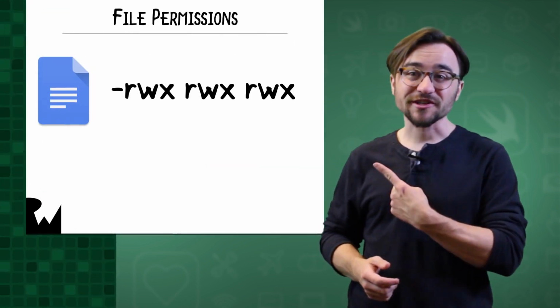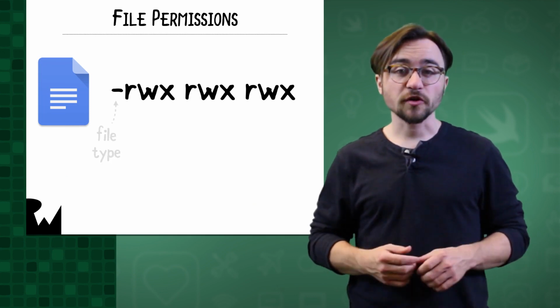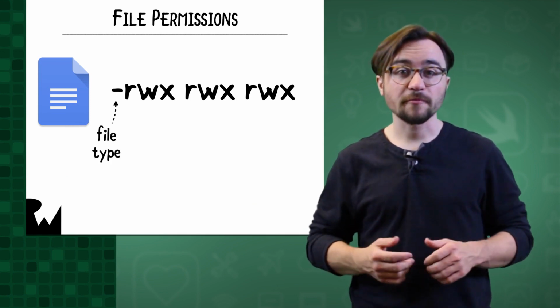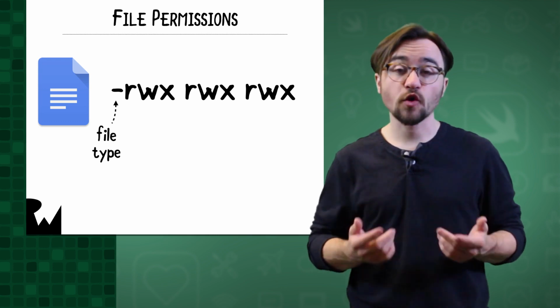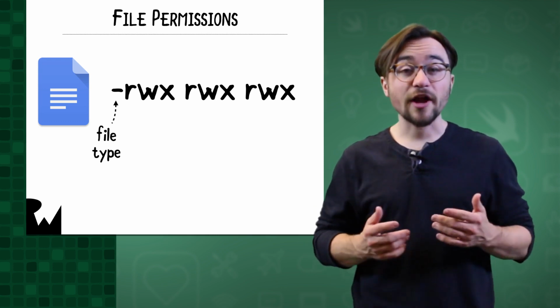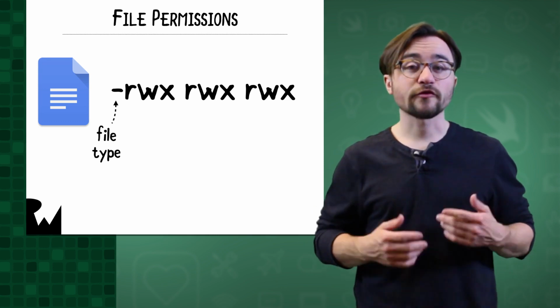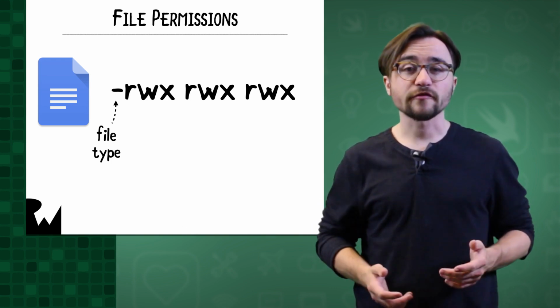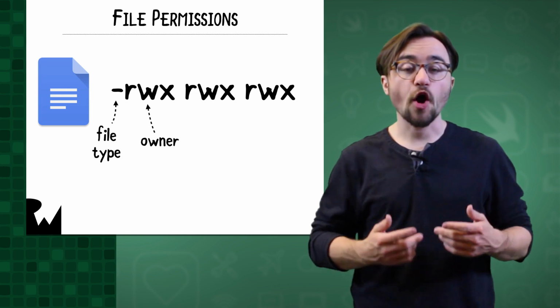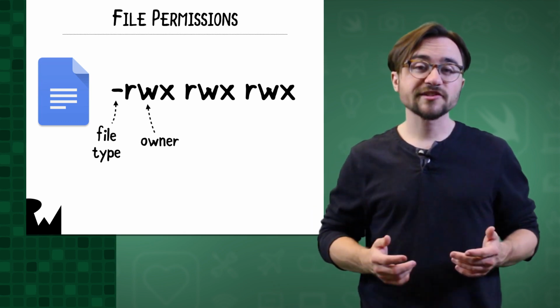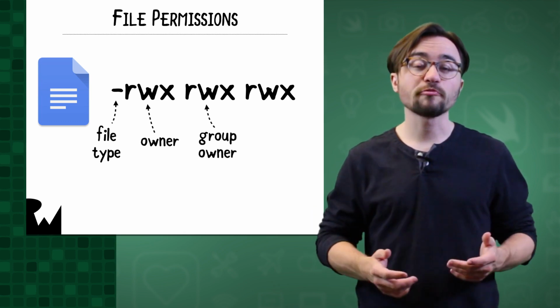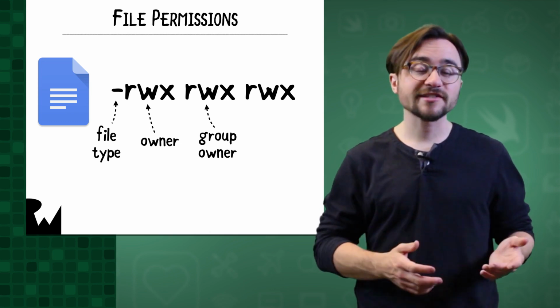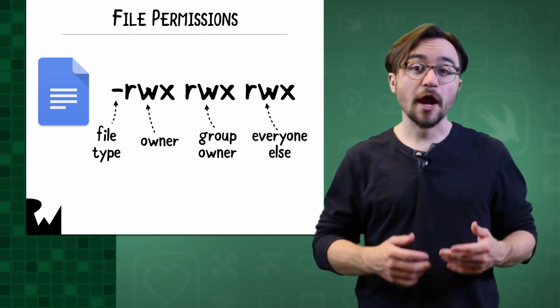The permission string we saw before looked a little something like this. The very first letter in the sequence tells you what kind of file you're looking at. If it's a dash, this means it's a normal file. This is followed by a set of 9 letters and dashes. Each set of 3 letters defines the permissions for a certain type of user. The first set of 3 defines the permissions for the owner of that file. Then, the next set of 3 defines the permissions for the group owner of the file. And then finally, the last set of 3 defines the permissions for everybody else.